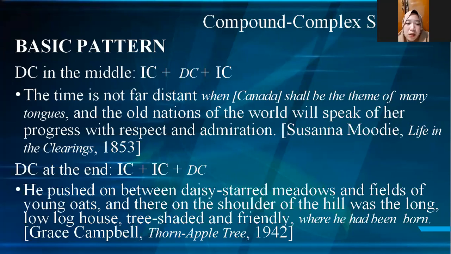Dependent clause at the end: IC plus IC plus DC. He pushed on between meadows and fields of young oats, and there on the shoulder of the hill was the long, low lodge house, three shades and friendly, where he had been born. Grange, Campbell, Thorn, Apple Tree, 1942.